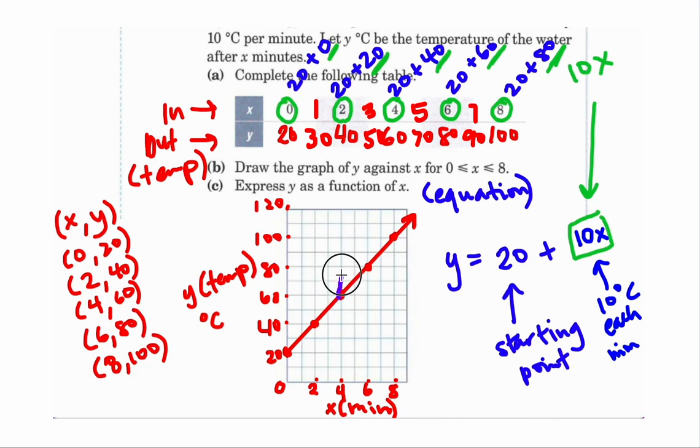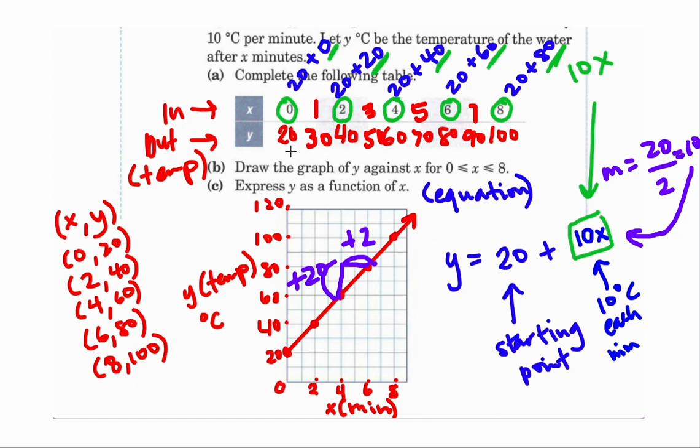Let's just figure out the slope here. So this is going up from 60 to 80, so that rise is plus 20. And then going sideways, it's 4 to 6, so that's going up 2. So our slope, rise was 20, run was 2. 20 divided by 2 is 10. So that's how it makes sense that our slope was also 10 in our graph, and also 10 that's being added each time in our table.